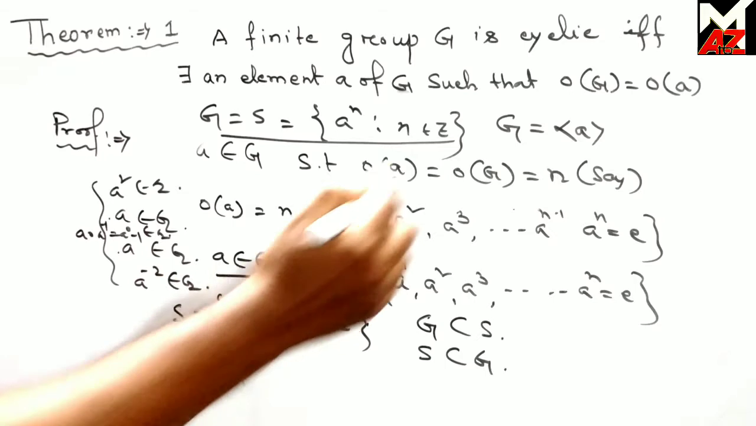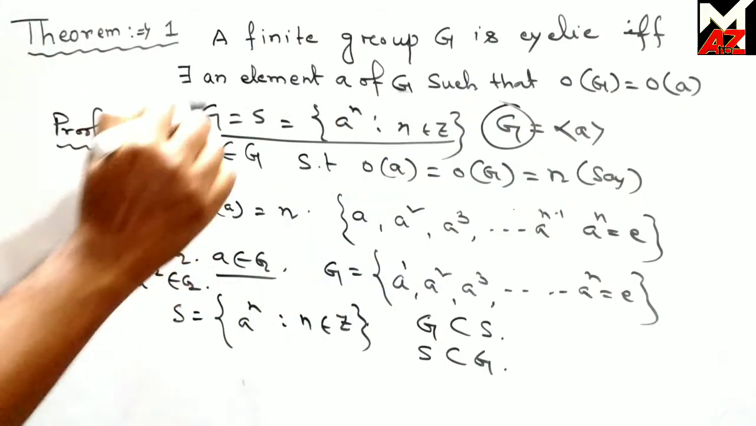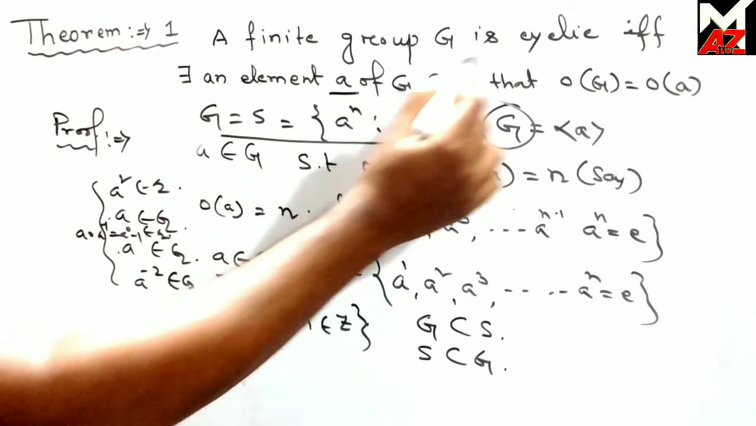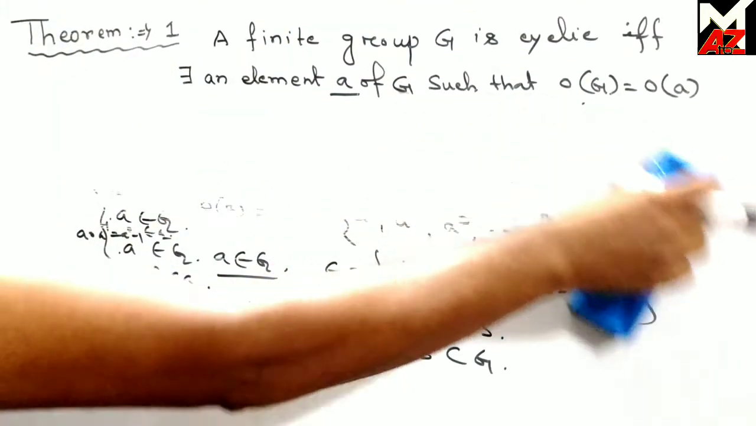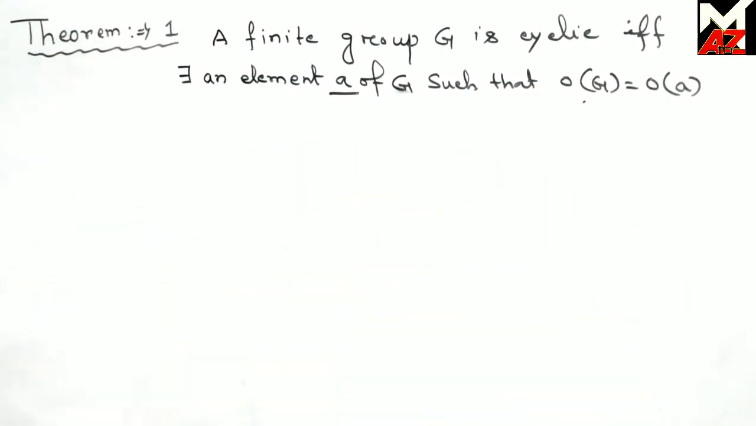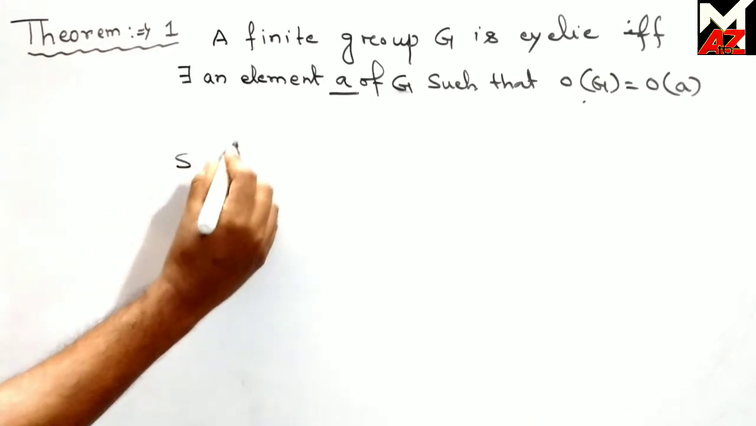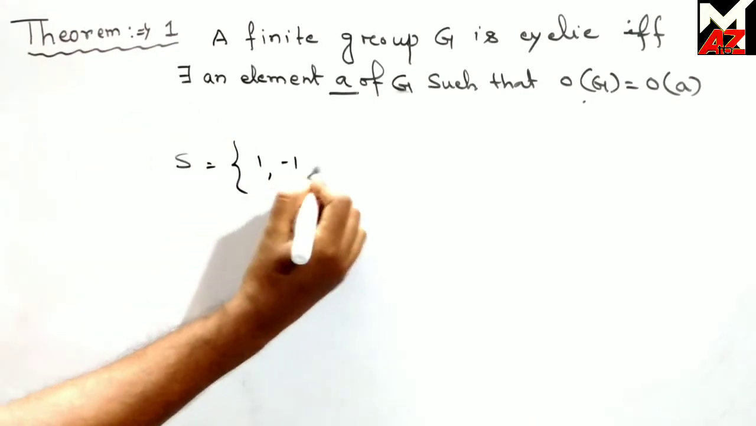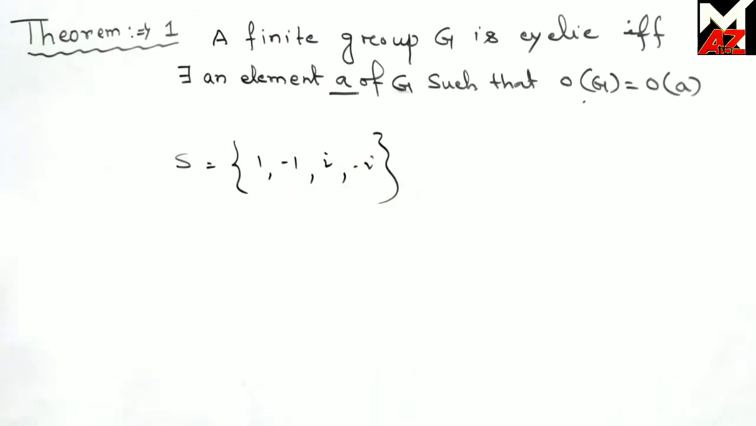That is, we prove G is a cyclic group if there exists an element A of G such that order of A is equal to order of G. We give 2 or 3 examples here to explain the theorem. We consider S as 1, minus 1, i, minus i, that is the fourth roots of unity.